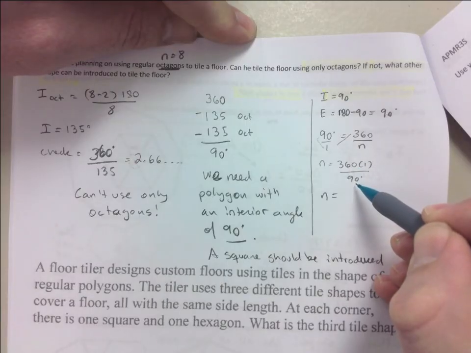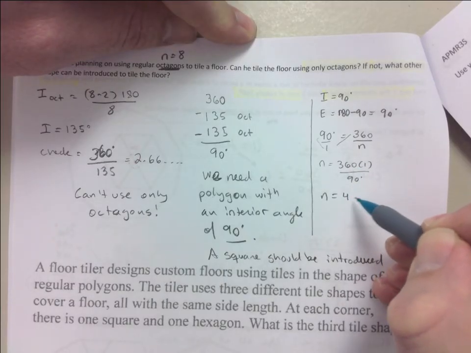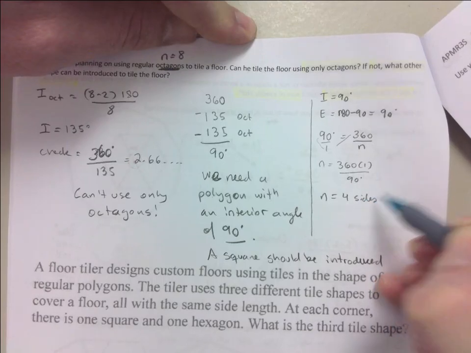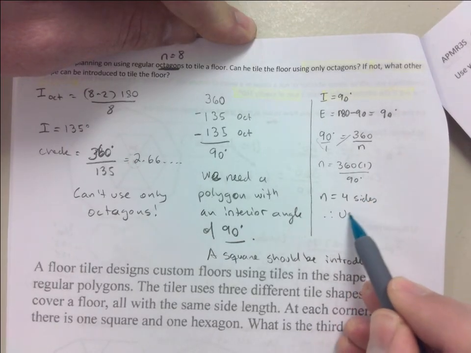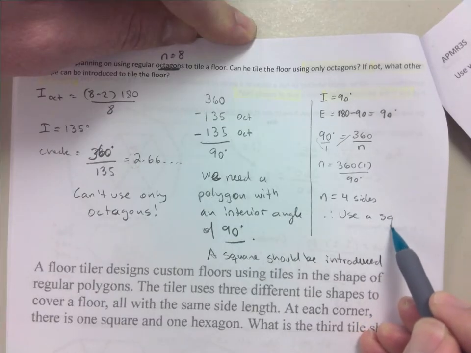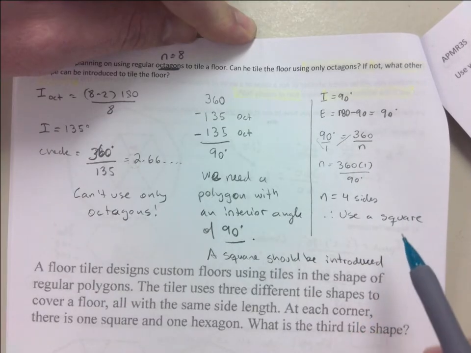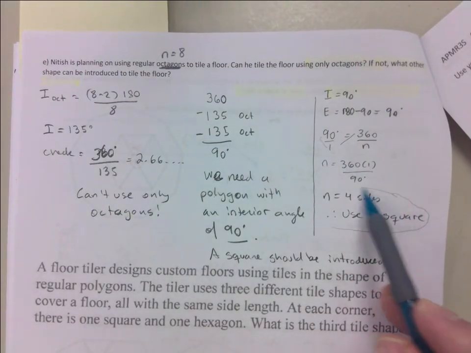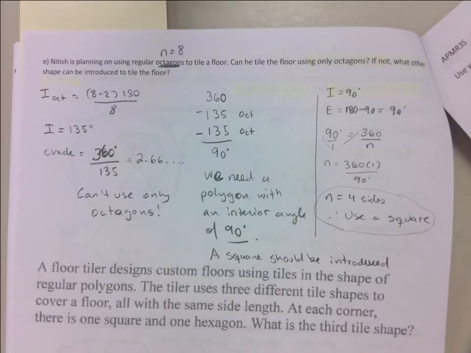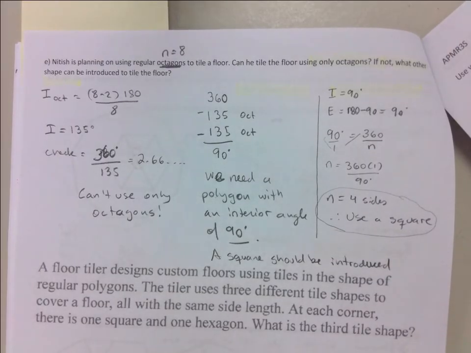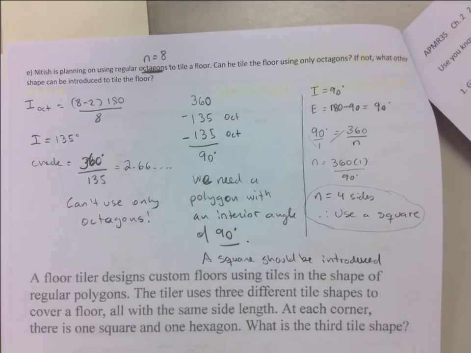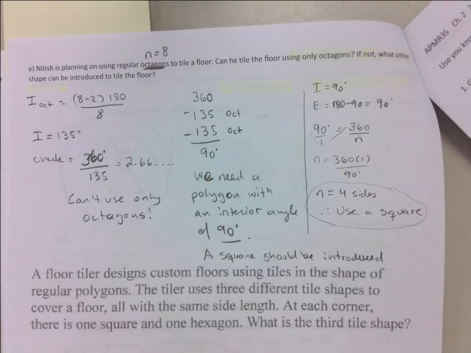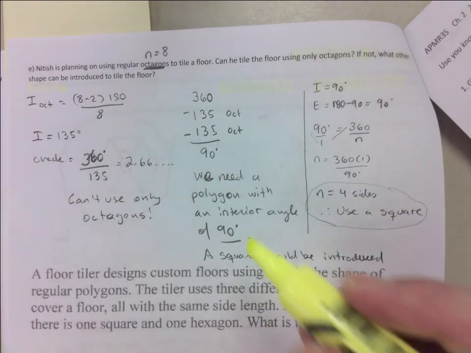360 divided by 90, 4 sides. Okay? Therefore, use a square. You don't have to say use a square. You could say use a four-sided polygon. But I think a square would be quite all right to use here. And I will highlight those so you can follow my trail here.